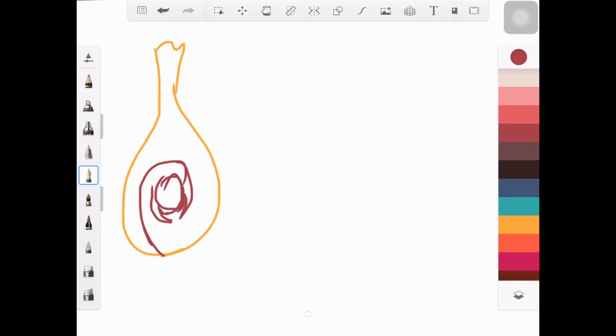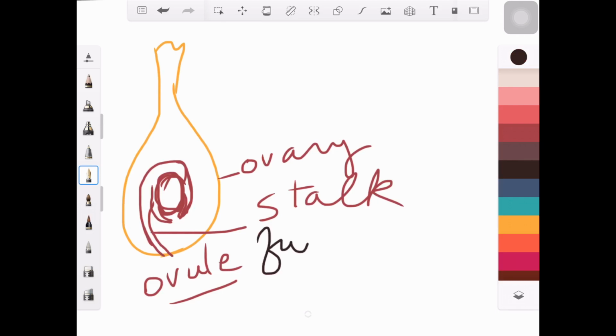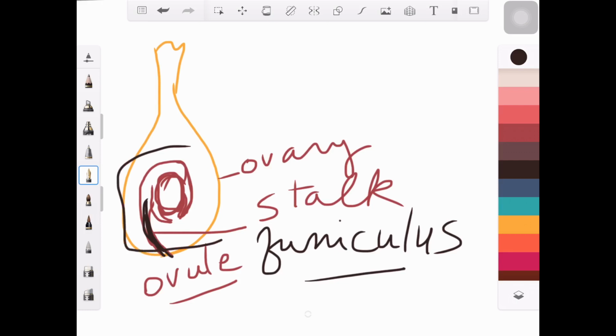This is the actual diagram of that ovule, single ovule. Suppose we make a single ovule. So this will be the shape of that ovule. It is connected with the ovary wall with a stalk-like structure called funiculus. Can you see this stalk-like structure? Yes. This is the funiculus. And this whole is an ovule.